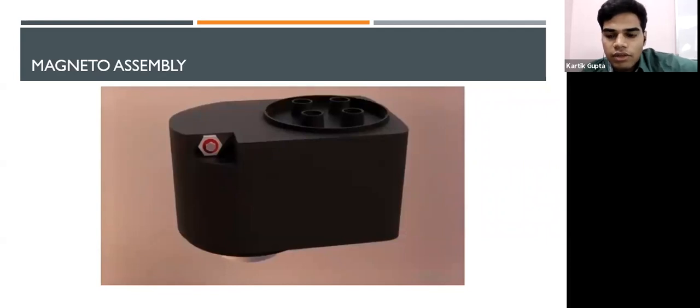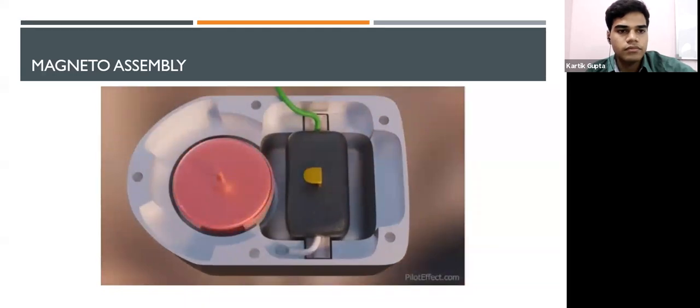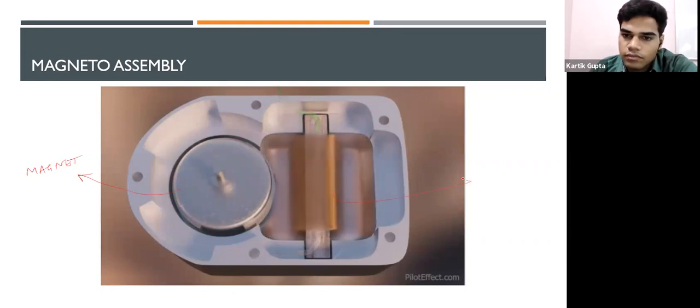So this is the video which I wanted to show you. Magneto. Let's break it down. Let's start with the rotor. The rotor is a permanent magnet. It is rotated by an engine drive gear. Next, we have the coil assembly. Let's take it apart to see what it's made up of.